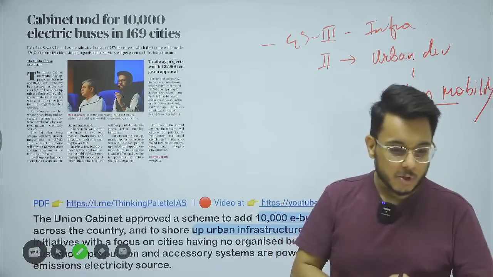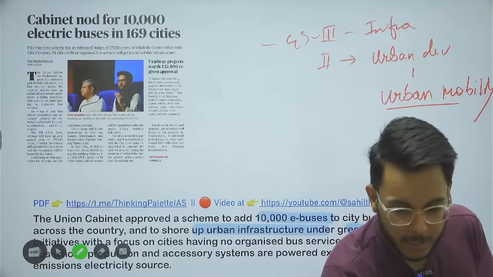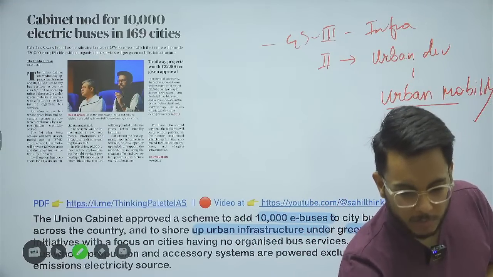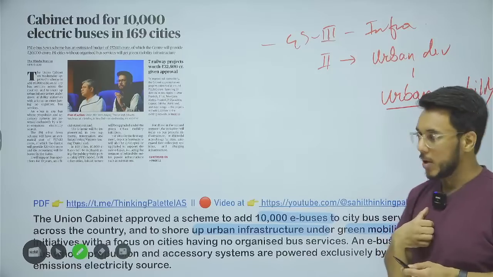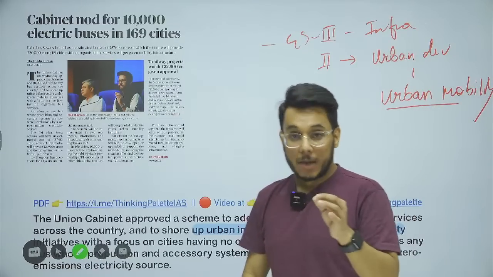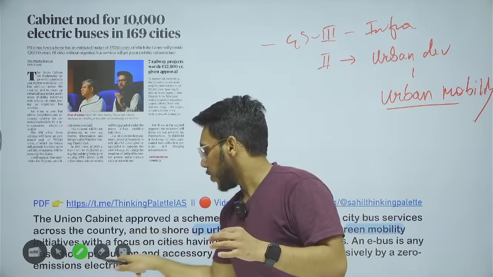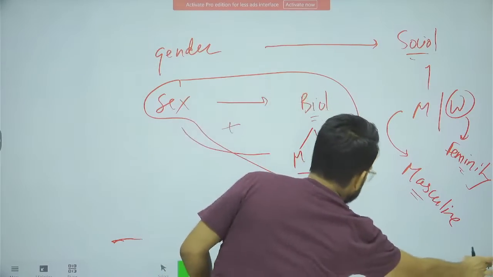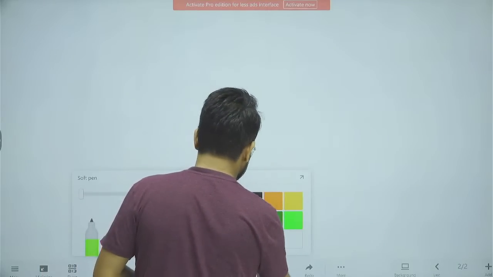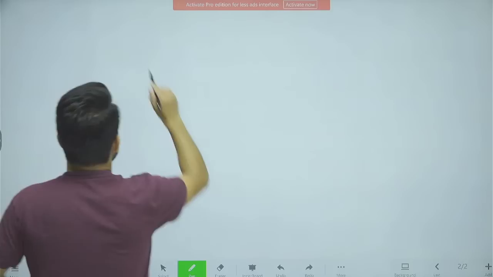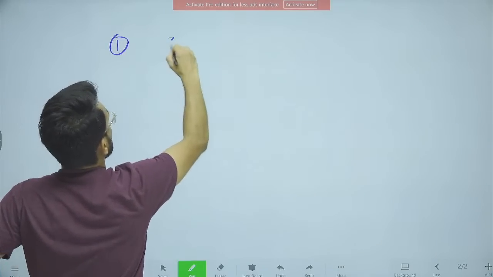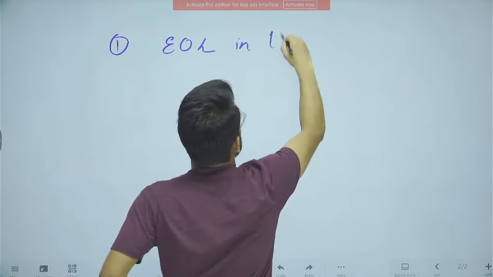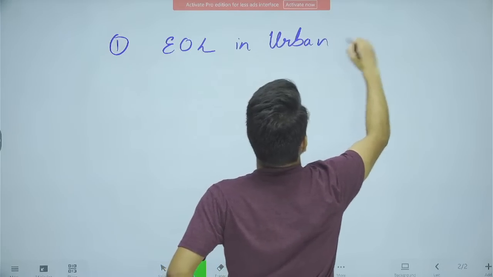Now, first of all, let me tell you some basic background information, and after understanding this background information, we'll go into the details of this article. A few things I want to tell you guys. First of all, let's focus on that. Number one, ease of living in urban cities.